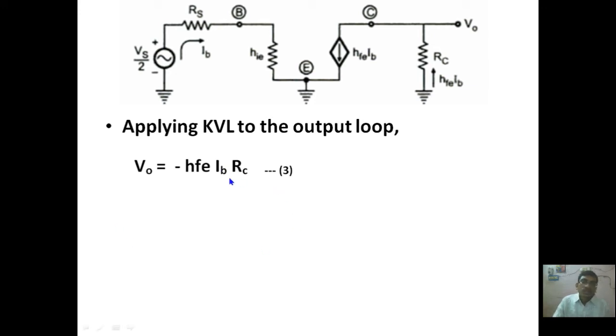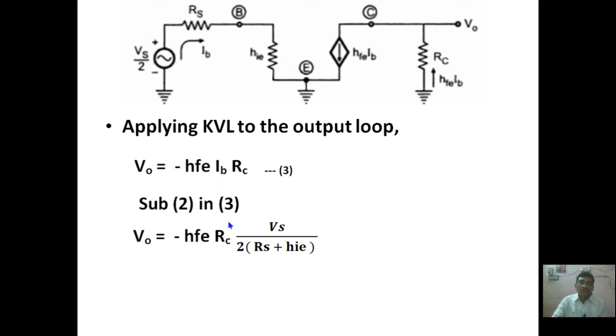Now we can substitute the IB current value that we calculated in equation number 2 into equation number 3. So V0 is equal to minus HFE RC, and instead of IB, we write Vs by 2 Rs plus HIE. Okay, up to now it is okay.